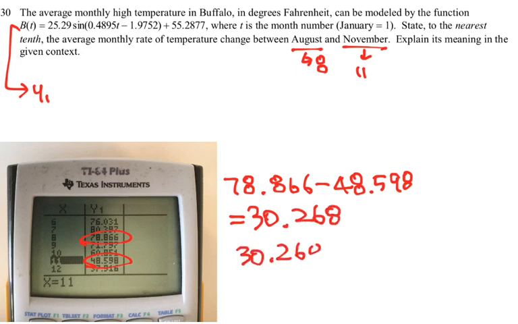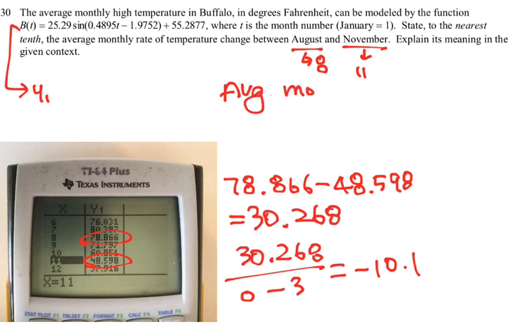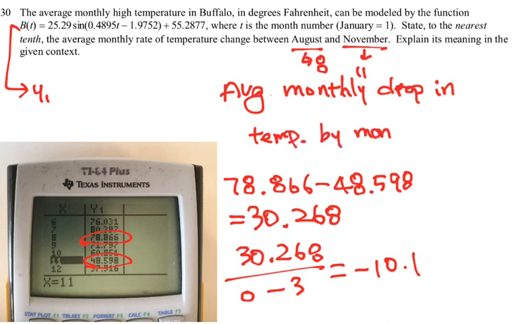And then I have to divide that by 8 minus 11, which is negative 3 in fact. So we get negative 10.1, which represents the average monthly drop in the temperature from August to November by month. All right.